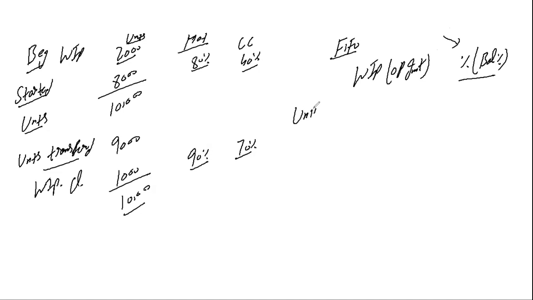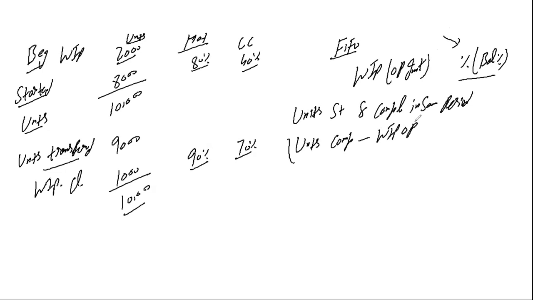Then you will write units started and completed in the same period. As I already explained in the previous method, units started and completed in the same period means units completed minus work in process opening. All right, so the third step, students, is also the same as we did in our weighted average method. Here we will have percentage. Now, this is the three-step formula. You notice that the only change is about work in process opening.